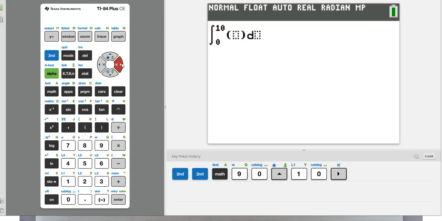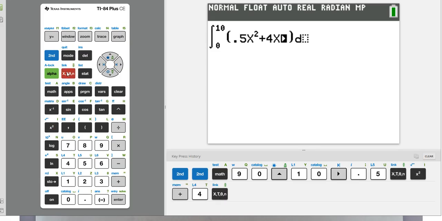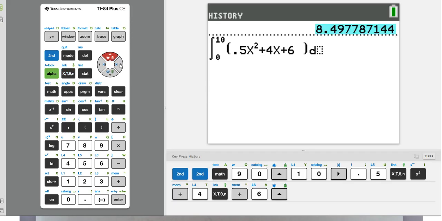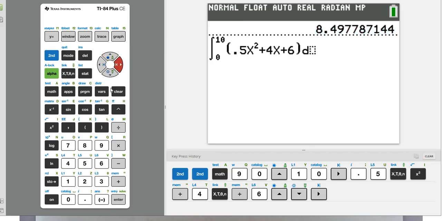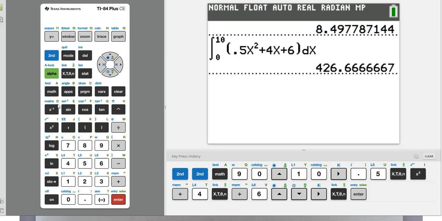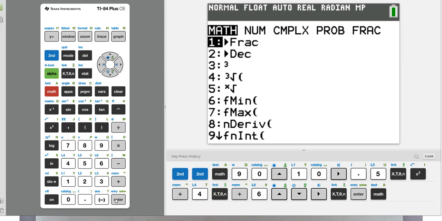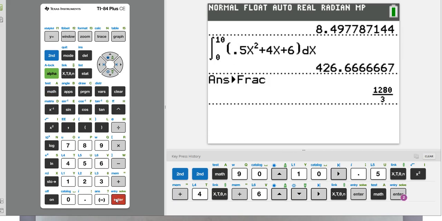Integral between 0 and 10 of 0.5x squared plus 4x plus 6, dx. Let's make it easy on myself. And we'll hit the answer to fraction key just to make life a little bit nicer for your instructor. 1280 over 3. And that would be in units of meters. Nice.